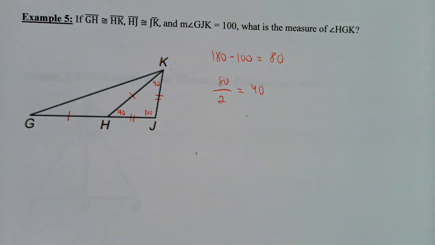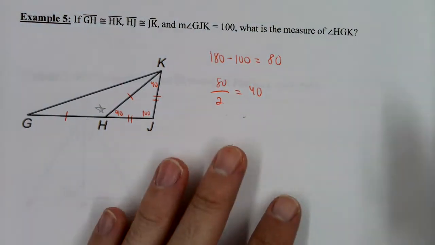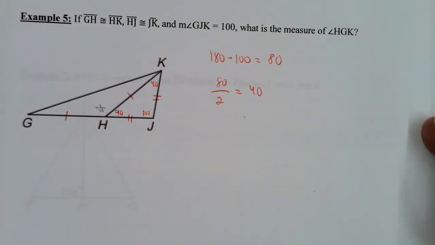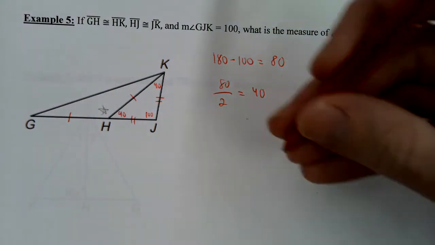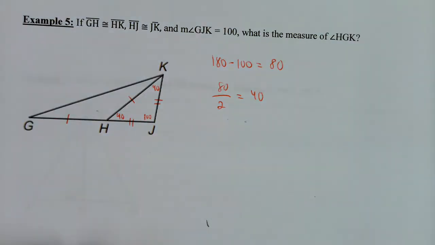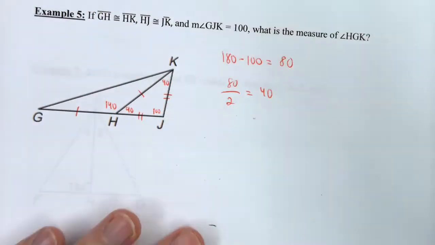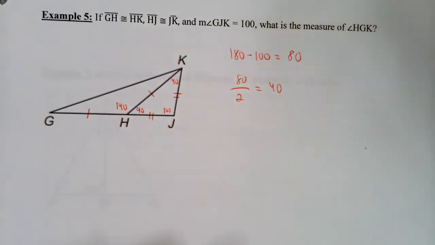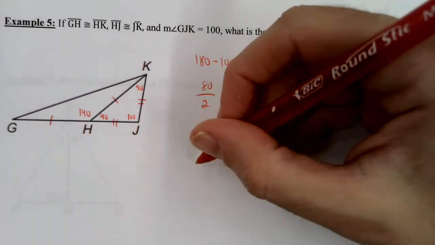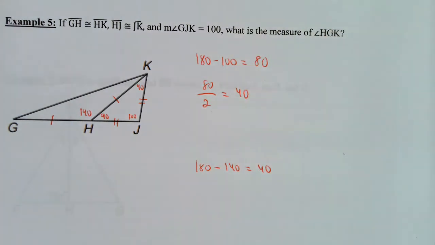Now let's find this angle with the star, GHK. You know what that angle is? You have a linear pair right there, so 180 minus 40 is 140. So this angle is 140. And now we can find the final two angles in that triangle because, again, you might be able to do this in your head. If not, you're going to do 180 minus 140 equals 40.